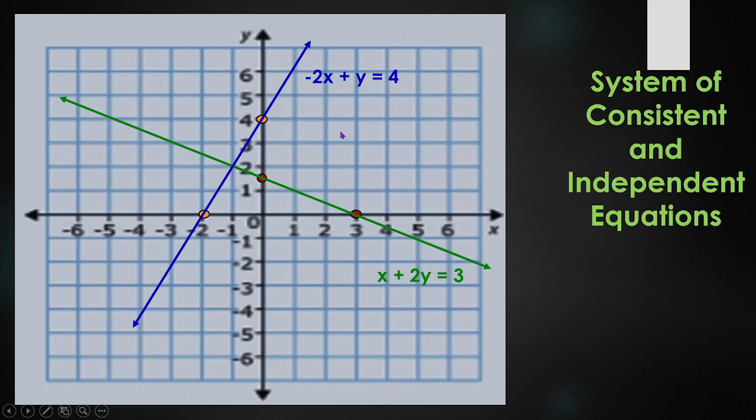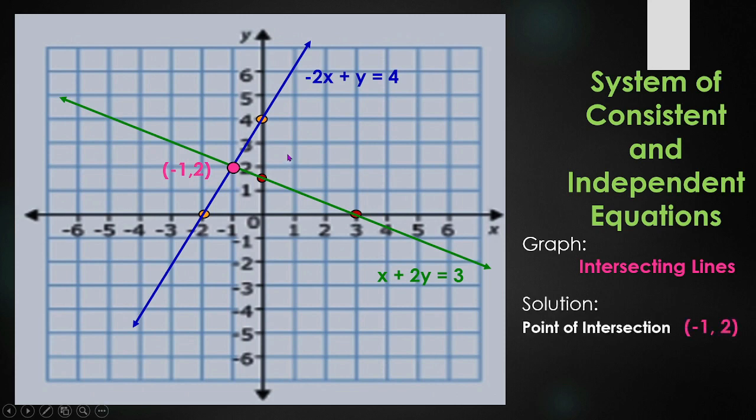As you can see, the graph of this system of equations are intersecting lines. And when lines intersect, they have a point of intersection. What are the coordinates of this point? This point has coordinates negative 1, 2. Now, the point of intersection of intersecting lines is considered as the solution of the system of linear equations.